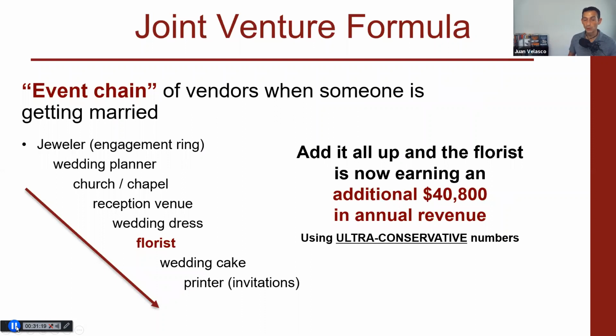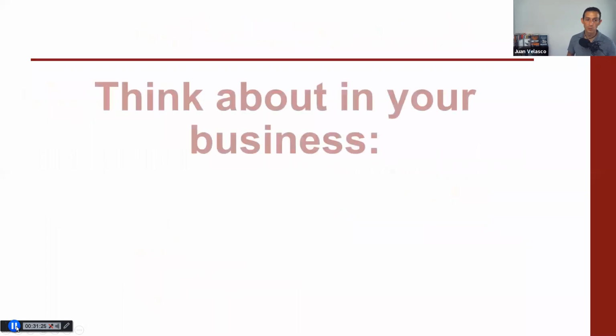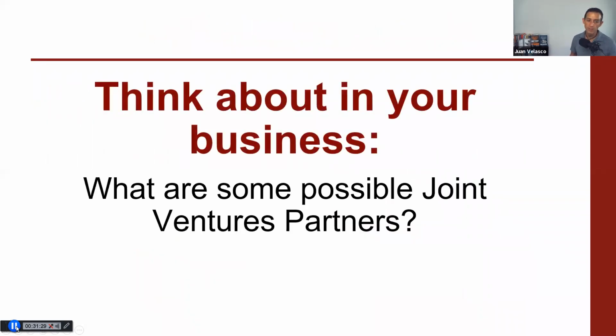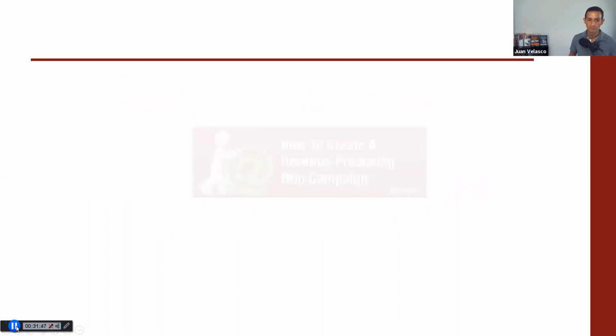So by creating this in your business, you really start seeing some real magic happening. What I want you to think about in your business is, what are some of the possible joint venture partnerships? And really the focus is creating that event chain in your business, because that's the key, is knowing those other businesses and individuals that are above your event chain and below as well, because then you create that ecosystem inside your business.